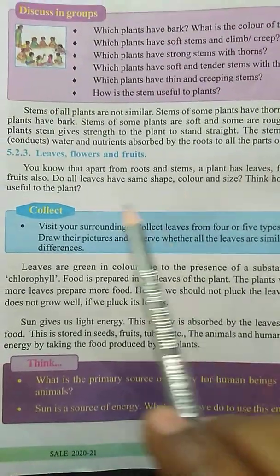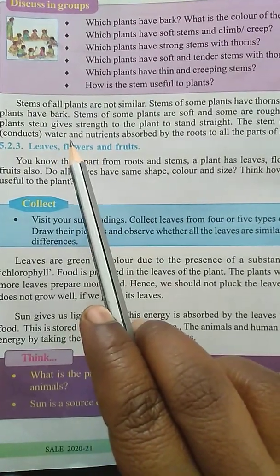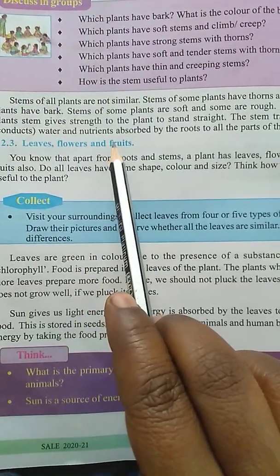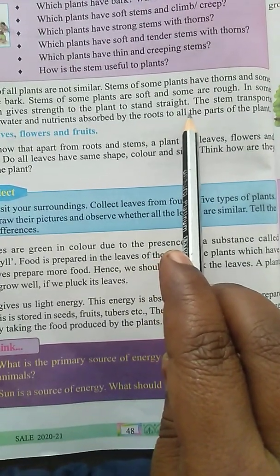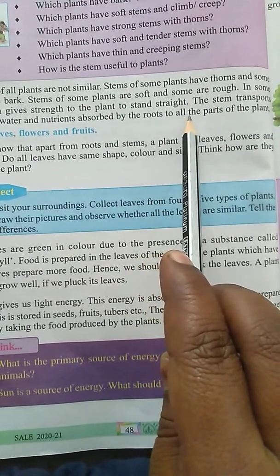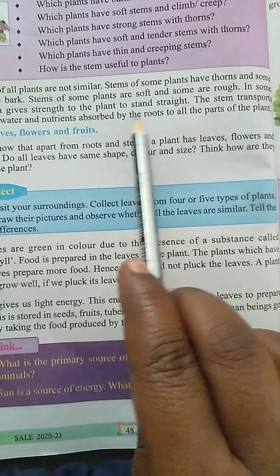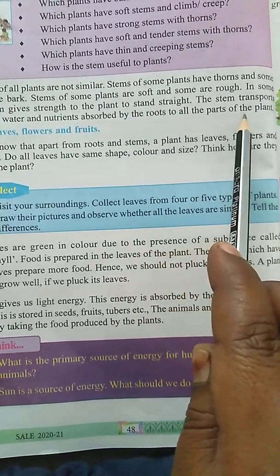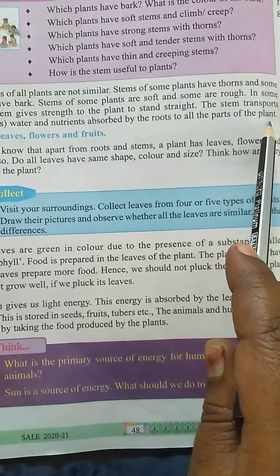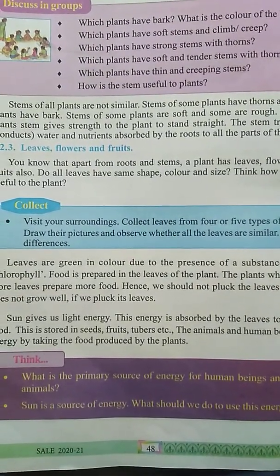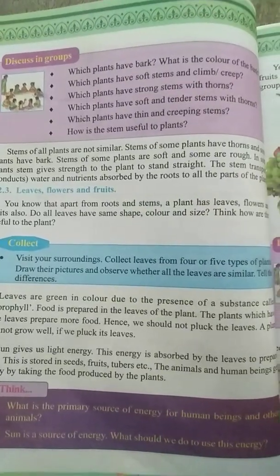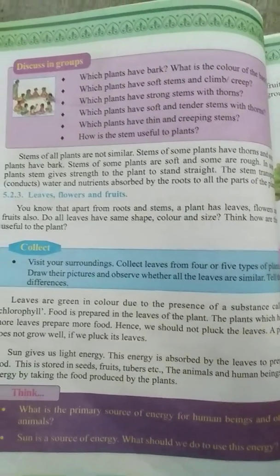Here, the stems carry the water and nutrients absorbed by the roots to all the parts of the plant. From the roots they absorb the water and supports the tree to stand.